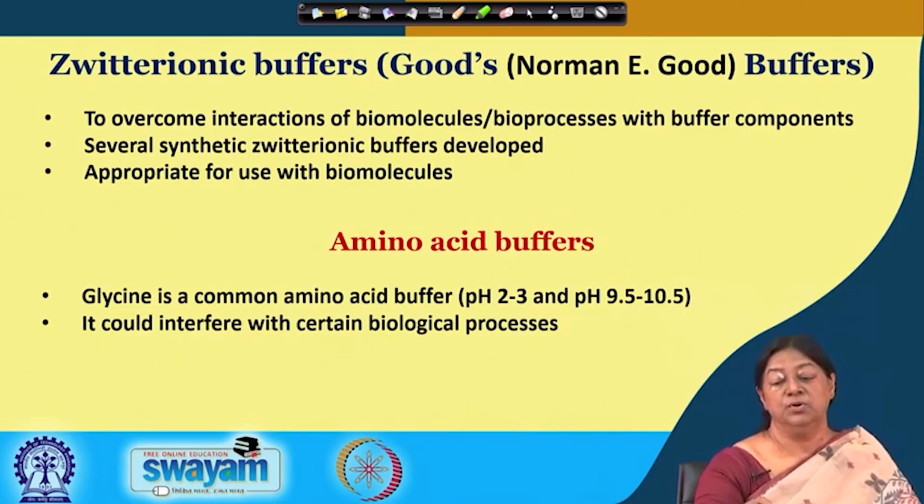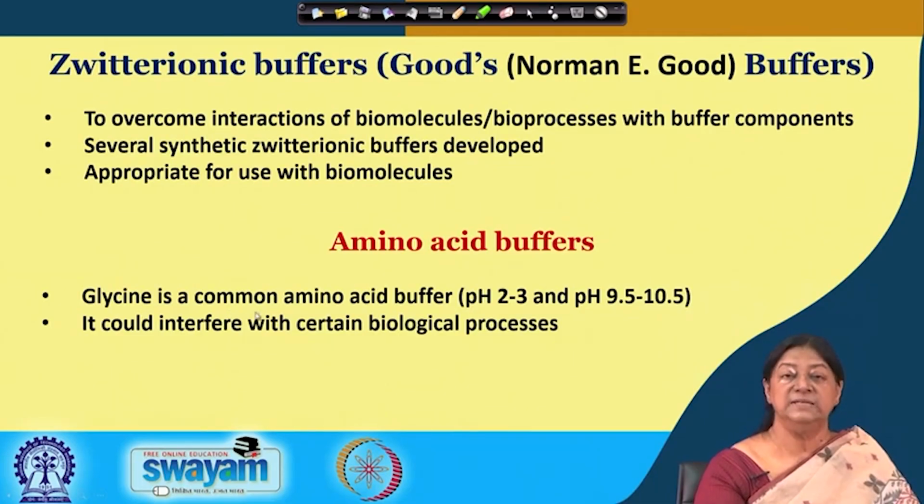Zwitterionic buffers, or Good's buffers, were developed by Norman E. Good et al. To overcome the interactions of biomolecules or bioprocesses with the buffer components, a set of synthetic zwitterionic buffers was developed that were appropriate to use with biomolecules. For example, we will consider, when we study the pH and amino acid based amphoteric properties in the next class, how amino acid buffering capacities can also be used.